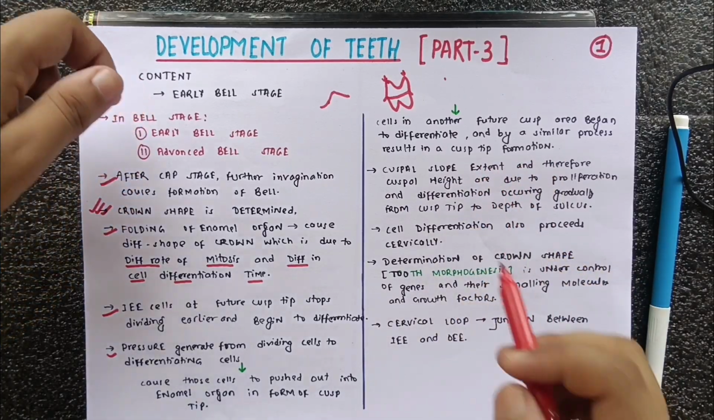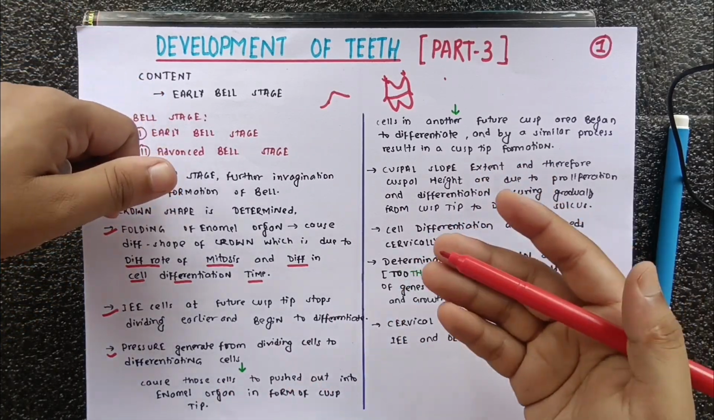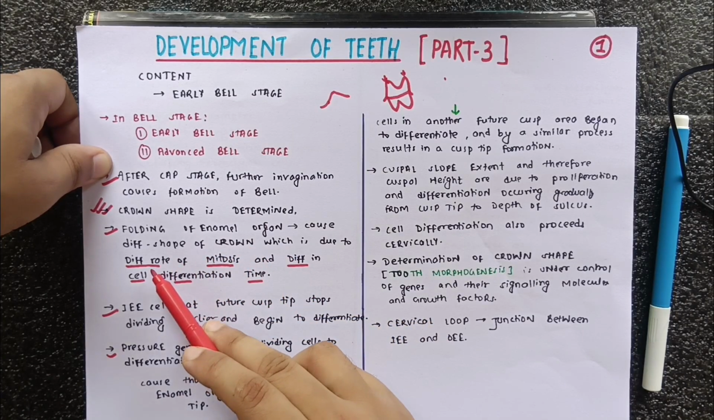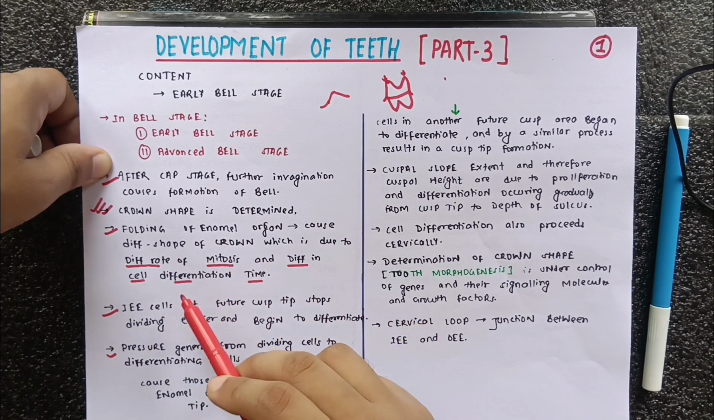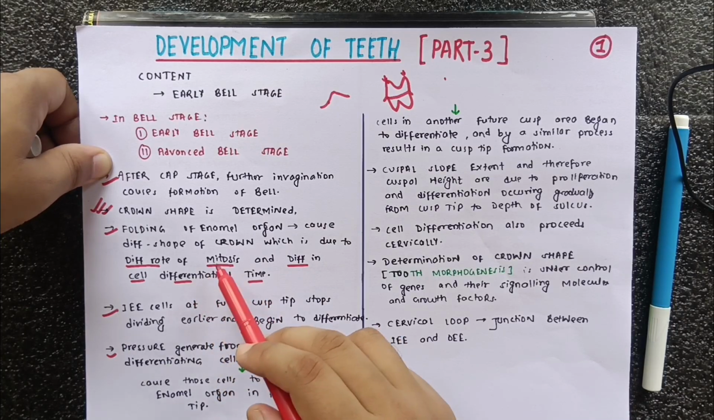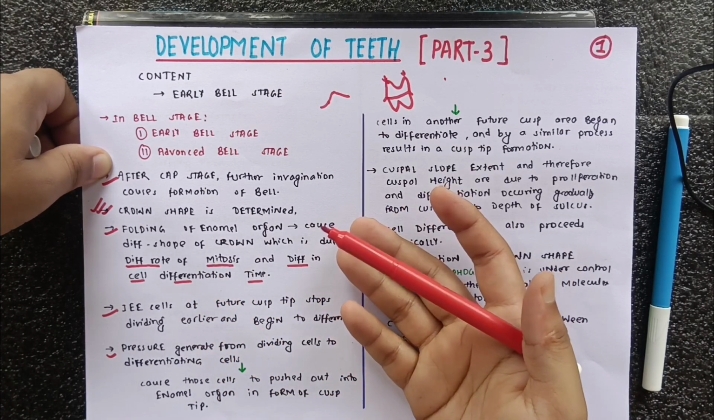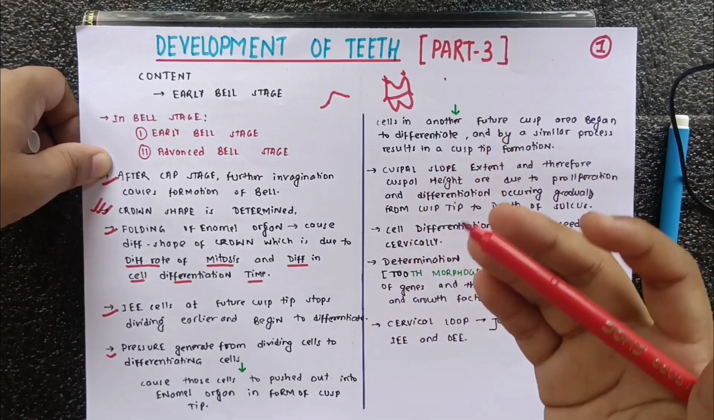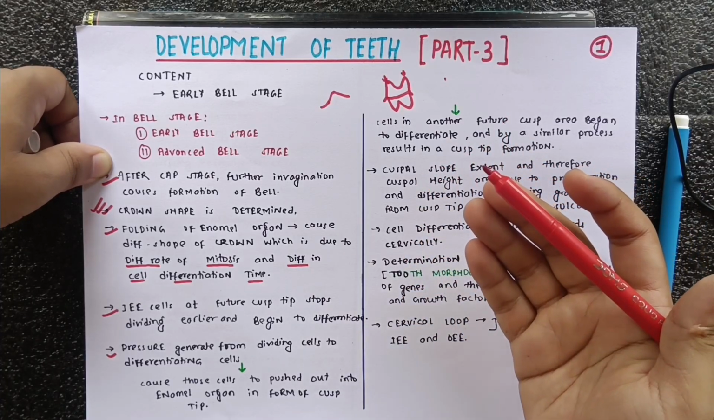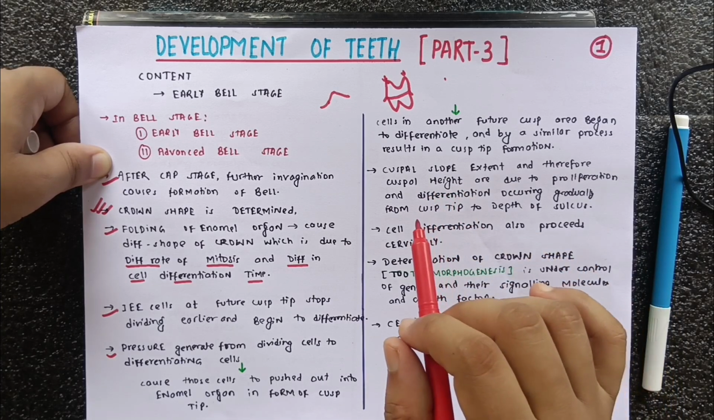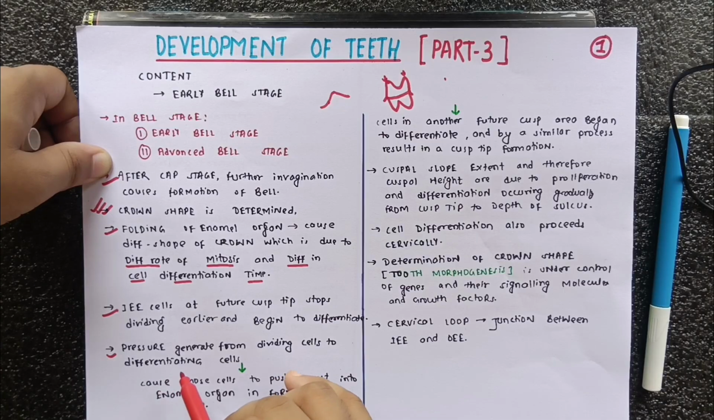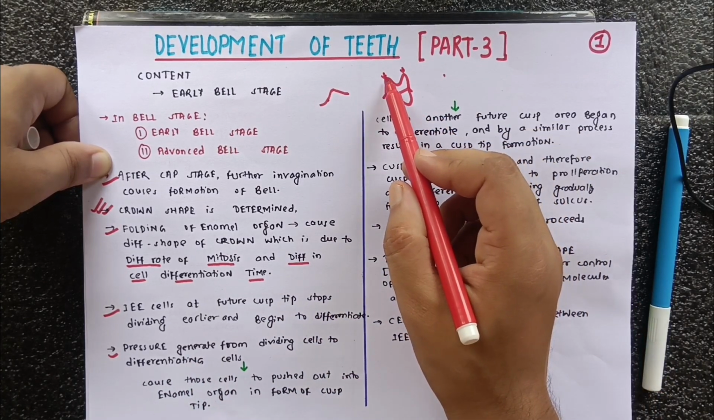So as I have written here, the shape of the crown is formed by the different rate of mitosis and different cell differentiation time. As there is mitosis, proliferation of the cells, just understand it like this: those proliferating cells generate pressure, and those pressures act upon the differentiating cells.